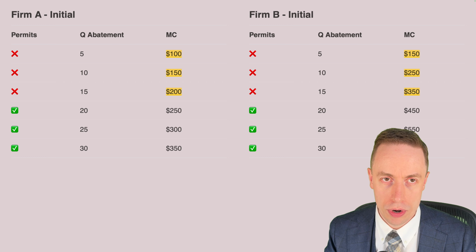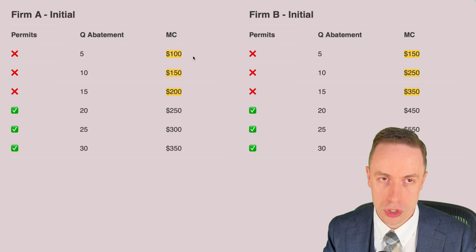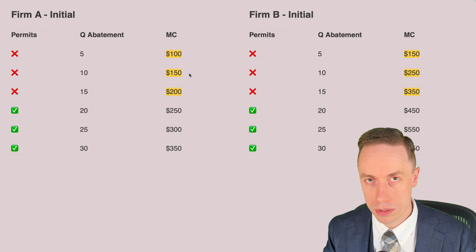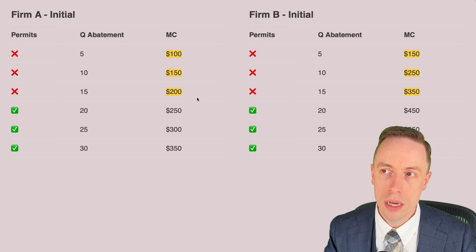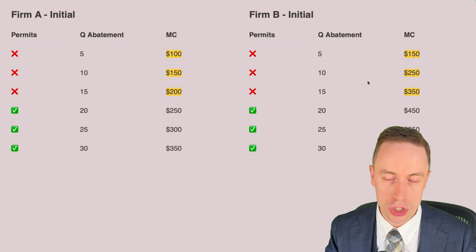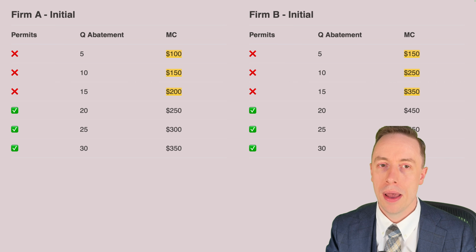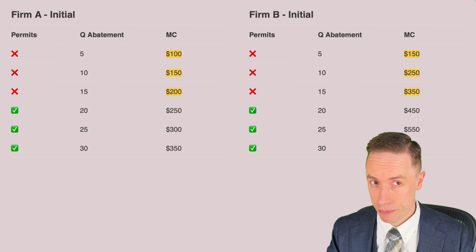If this was the end of the story, firm A would now cut the first 3 blocks at 5 times 100 plus 5 times 150 plus 5 times 200. And again, over here, 5 times 150, 250, 350. We could add up this cutting cost. It would be $6,000. It would be just like command and control. But now comes the magic.